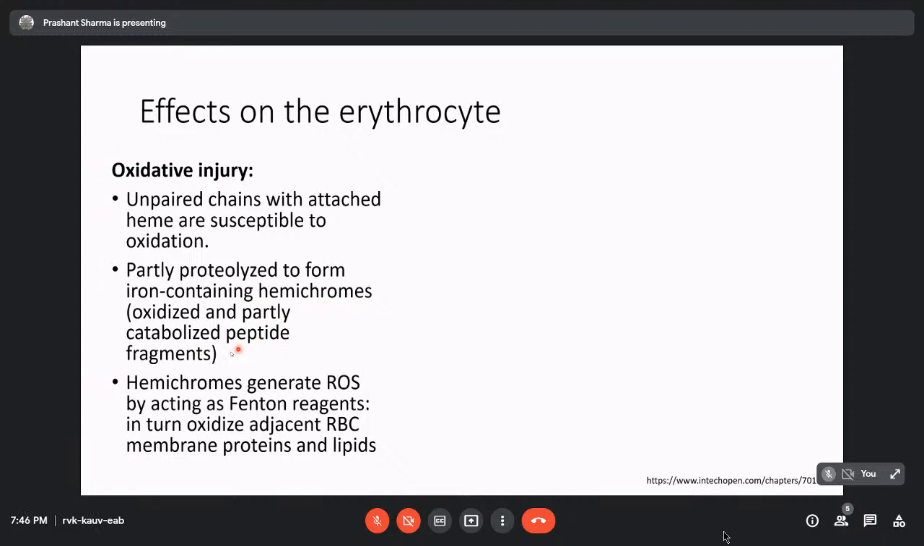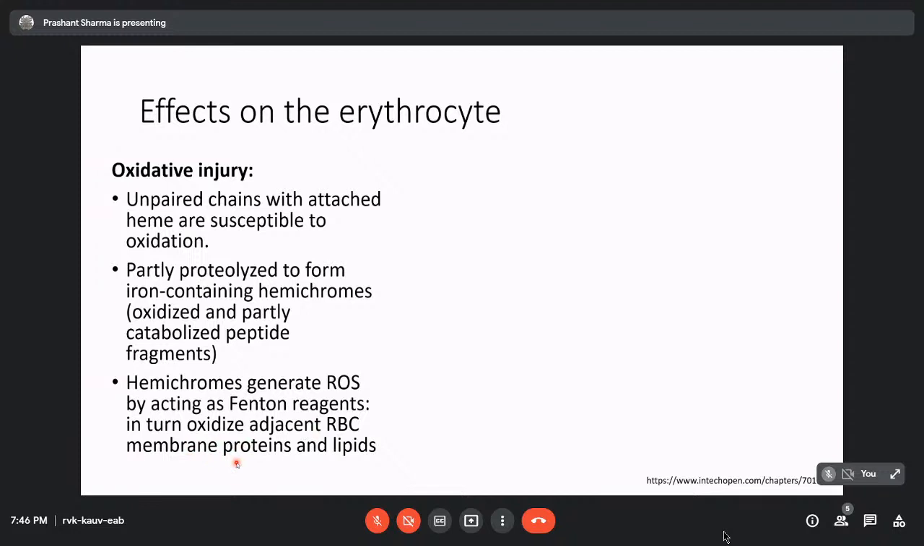The hemichromes act as Fenton reagents, and they generate ROS, and then we all know that the ROS is going to oxidize all the structures in the membrane that they come in contact with, whether it's lipid or proteins or even DNA.